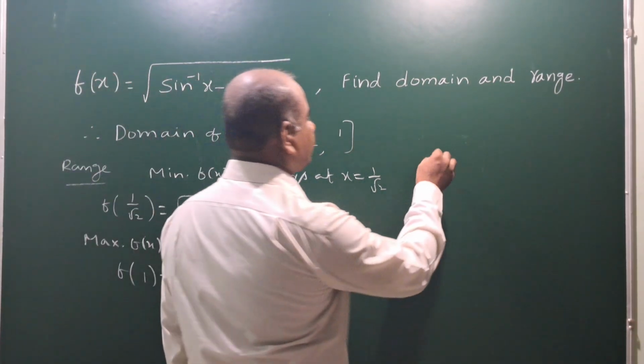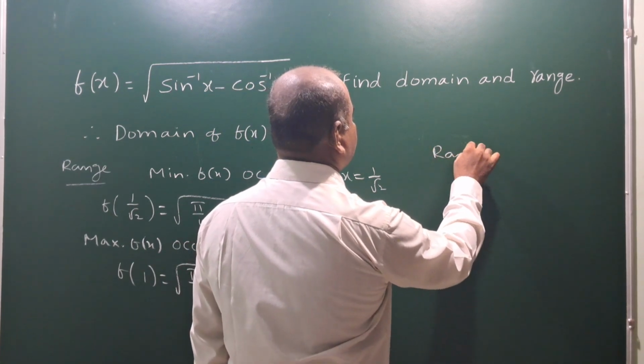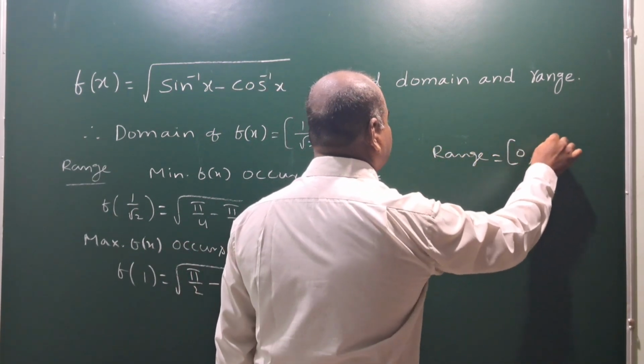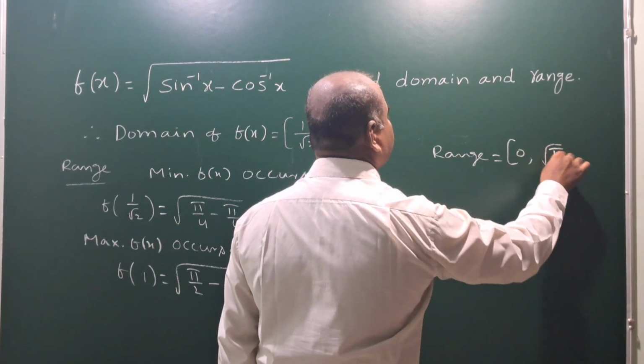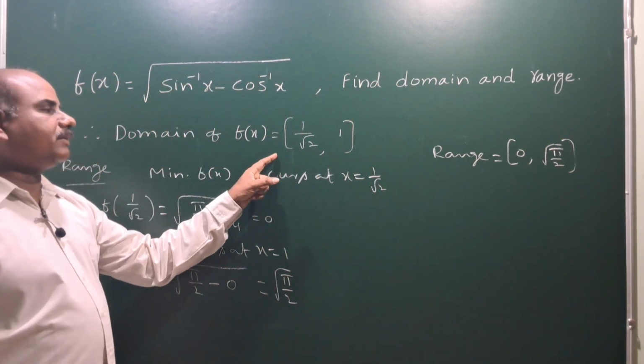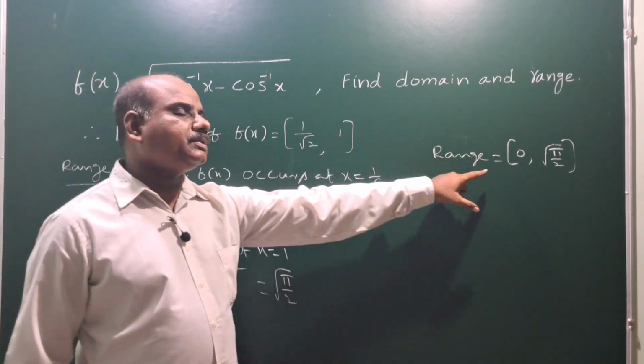Therefore, the range is the closed interval 0 comma root of pi by 2. So this is the domain of f(x) and this is the range of f(x).